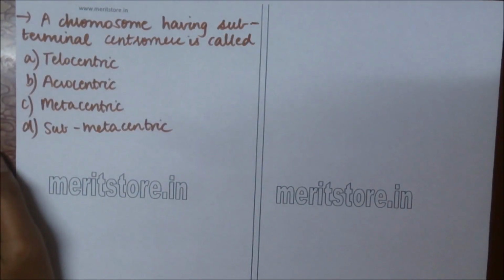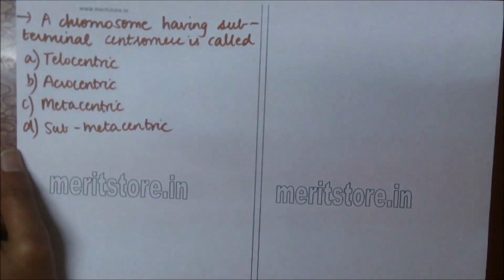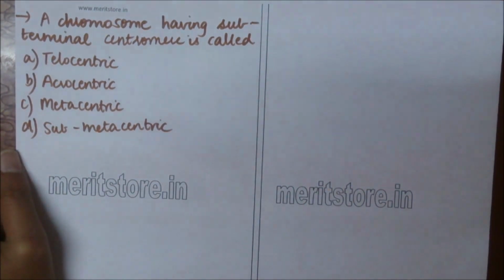Chromosome having subterminal centromere is called A. telocentric, B. acrocentric, C. metacentric, D. subcentric.